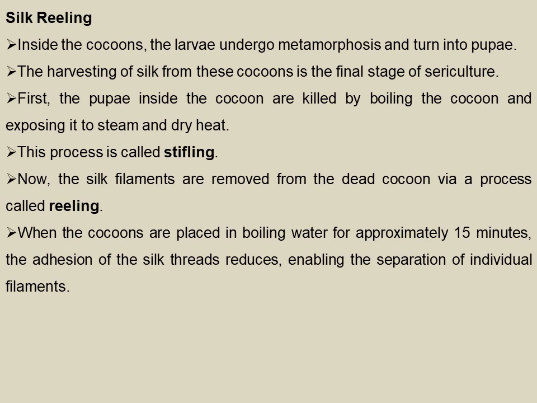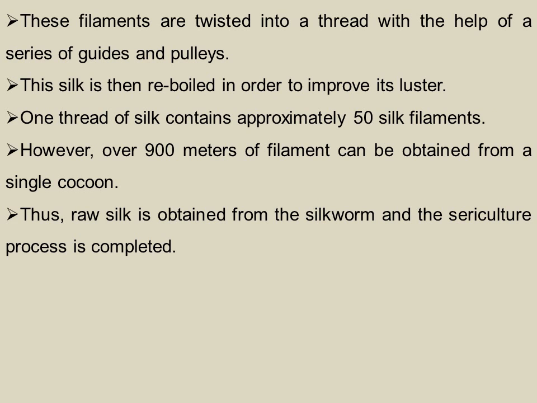When the cocoons are placed in boiling water for approximately 15 minutes, the adhesion of the silk thread reduces, enabling the separation of individual filaments. Now, these filaments are twisted into a thread with the help of a series of guides and pulleys. This silk is then reboiled in order to improve its luster. One thread of silk contains approximately 50 silk filaments. However, over 900 meters of filament can be obtained from a single cocoon. Thus, raw silk is obtained from the silkworm and the sericulture process is completed.